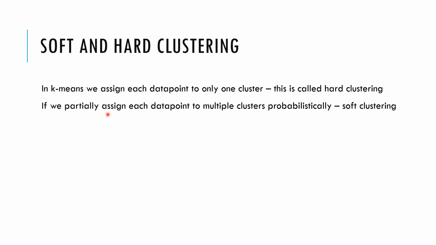In soft clustering, we assign different probabilities to each data point. So if there are 3 clusters, we will assign a probability value for each cluster to each data point. For example, data point 1 can be assigned a probability of 0.1 of belonging to cluster 1, 0.5 of belonging to cluster 2, and 0.4 of belonging to cluster 3. So it gives us the probability of a data point belonging to different clusters rather than just saying that this data point belongs only to this cluster. That is soft clustering.